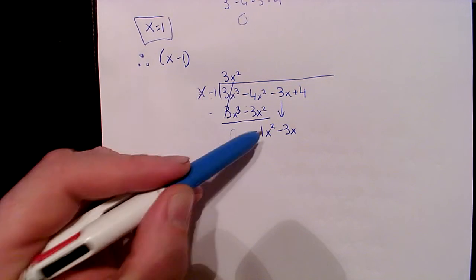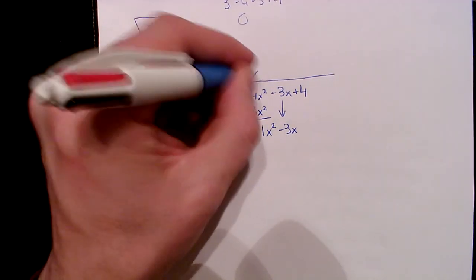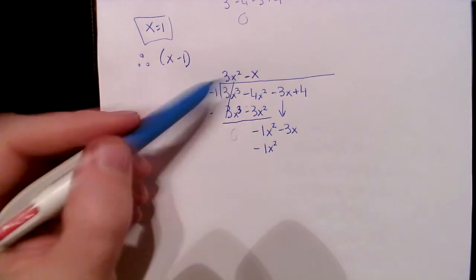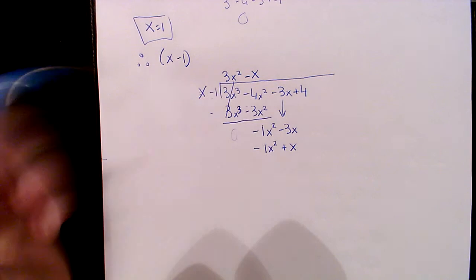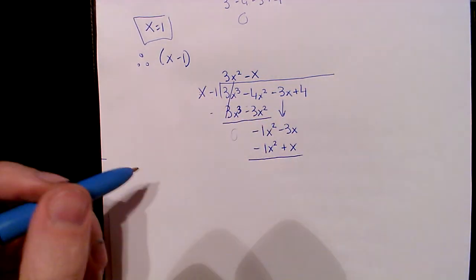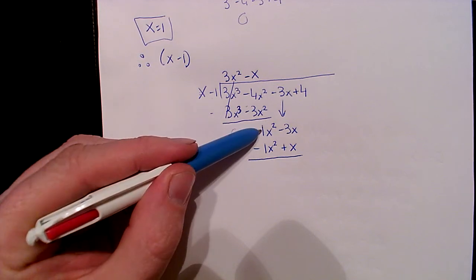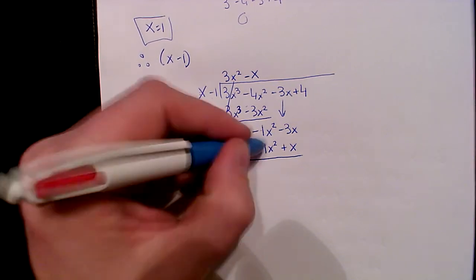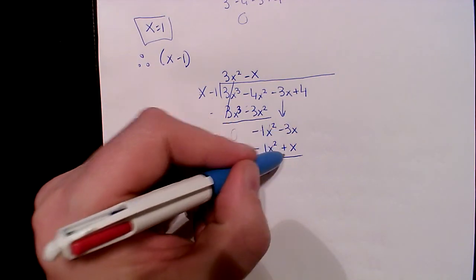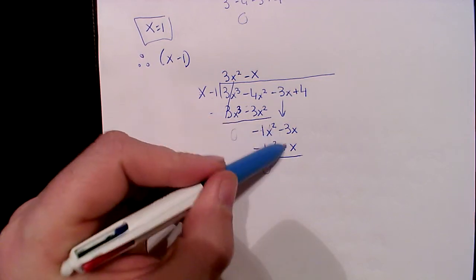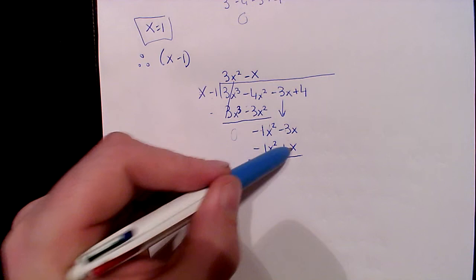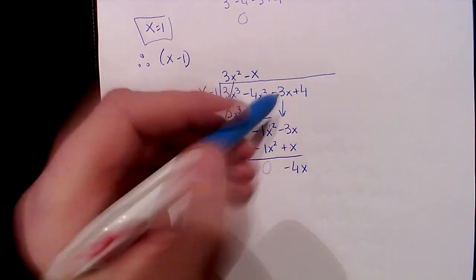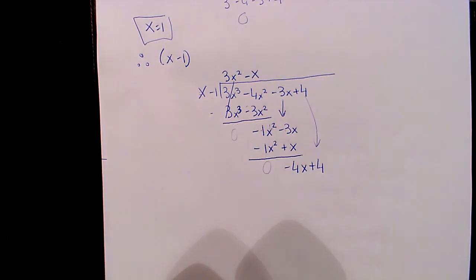And now I ask myself again, what do I have to do to x to get to minus 1x squared? Well, I'll multiply it by minus x. Minus x by plus x is minus x squared, or minus 1x squared, so it's the same thing. Minus x by minus 1 is plus x. So minus 1x squared minus minus 1x squared. Well, minus minus is like a plus, so minus 1x squared plus 1x squared is 0, or nothing. Minus 3x minus x, because we're minusing them, we will get minus 4x. Bring down the 4, we have plus 4.